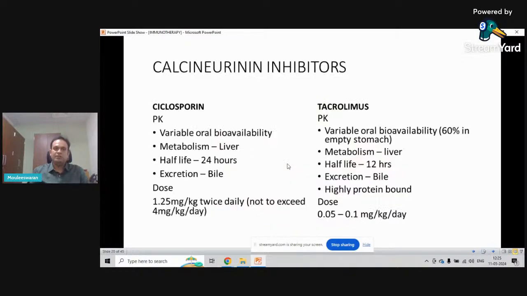So coming to calcineurin inhibitors, when we compare cyclosporin with tacrolimus, the half-life of cyclosporin is 24 hours, whereas it is short in the case of tacrolimus. And tacrolimus is a highly protein-bound drug. Dosage of cyclosporin being 1.25 milligram per kg twice daily, and maximum dose up to 4 milligram per kg per day. Whereas in the case of tacrolimus, it is 0.05 to 0.1 milligram per kg per day.